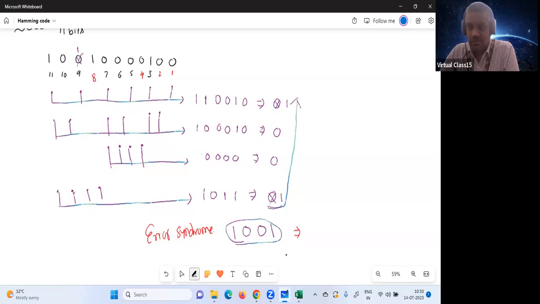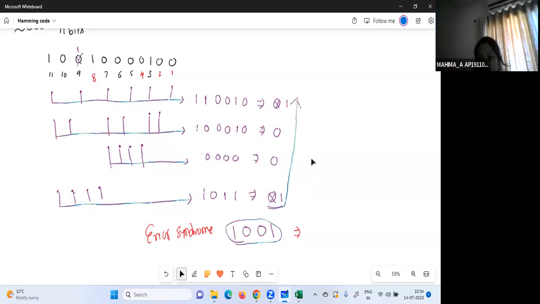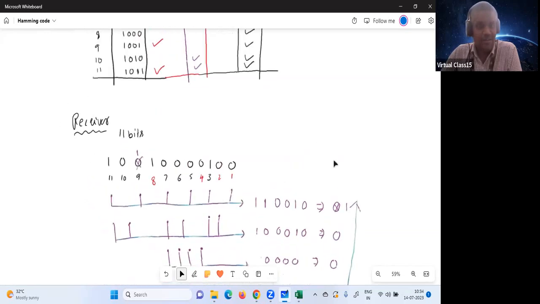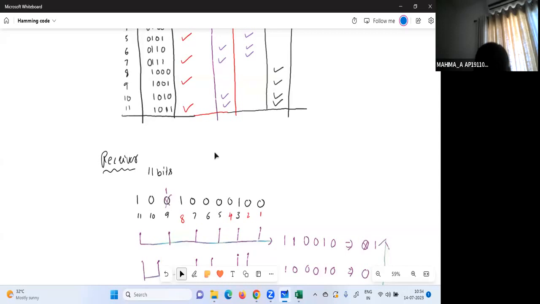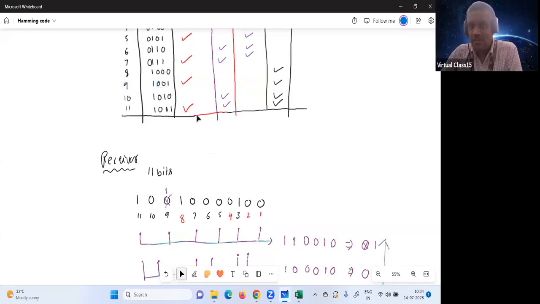Don't you know the conversions, binary to decimal, decimal to binary? 15? 15 is wrong. Again, recall. We have already written it here. 9. 9, right? 1001 is 9.